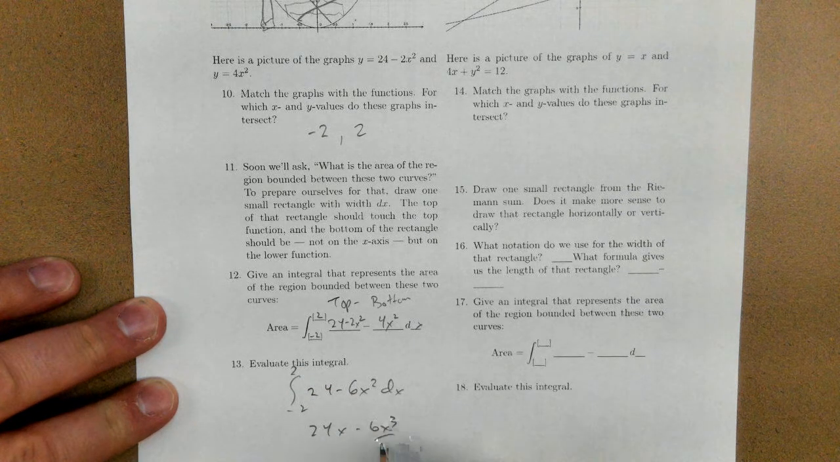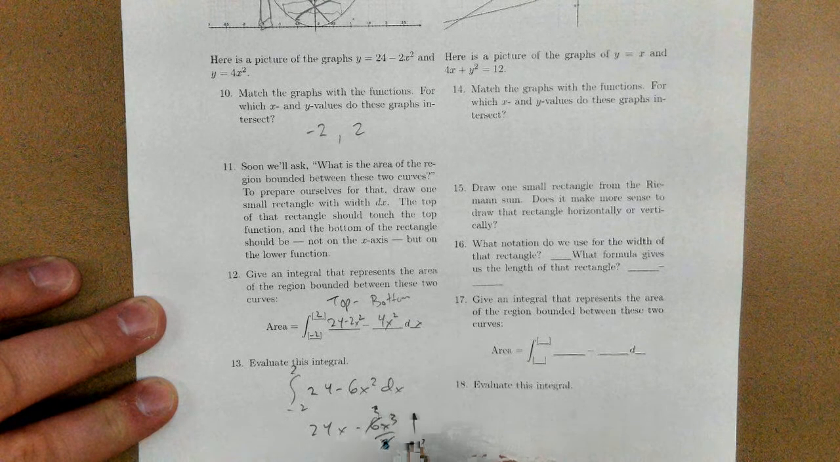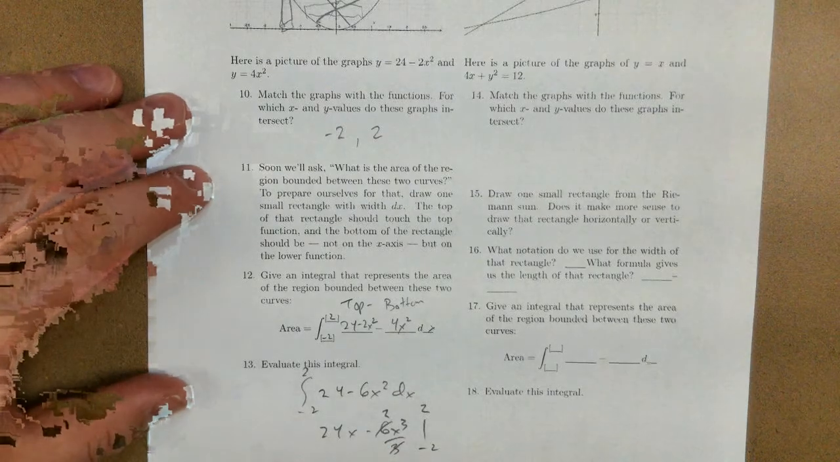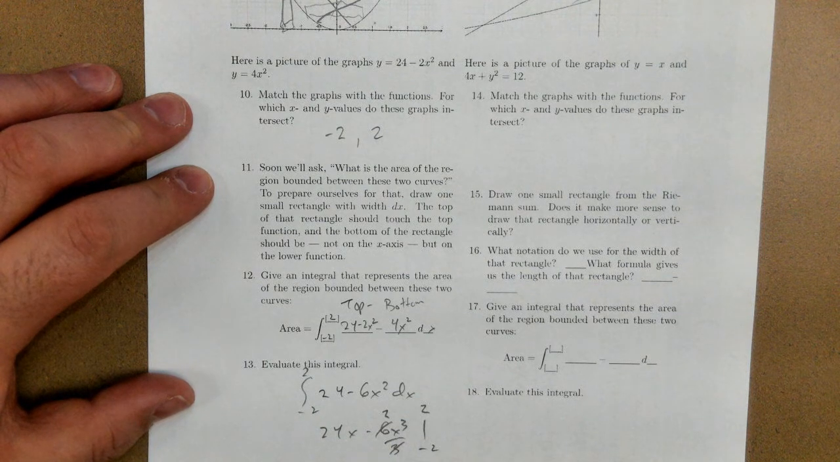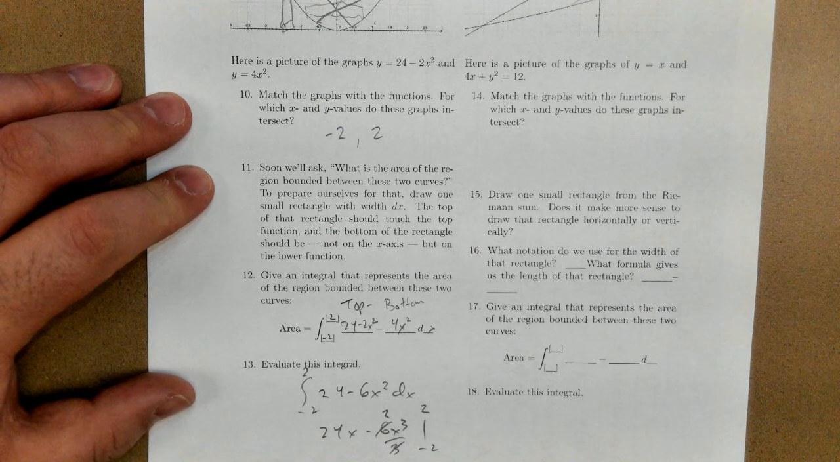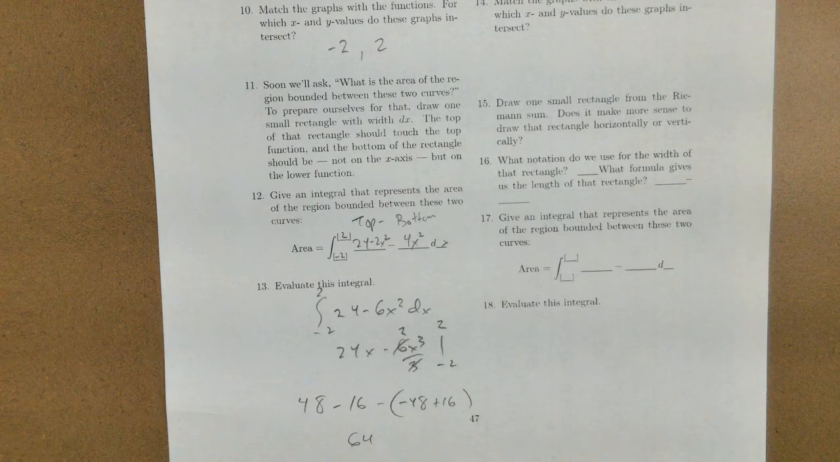6x cubed over 3, which becomes 2x cubed. Plug these in. You're going to get 48 minus 16. And then I think you're going to get the same number again. You're going to get minus 48 plus 16. So altogether you're going to get, I think, 64. You guys have to check my math there. Even if my arithmetic is off, you get the principle of the problem.